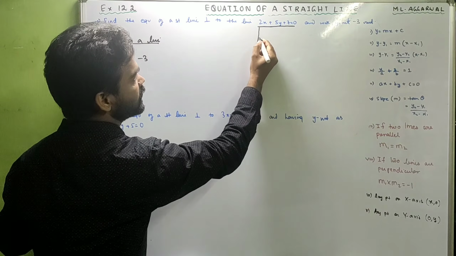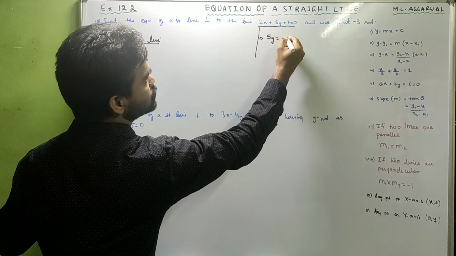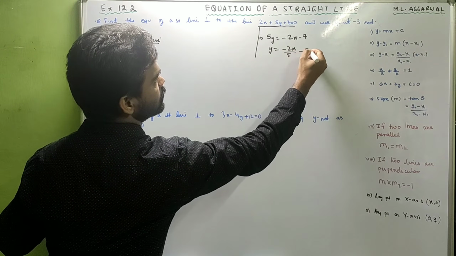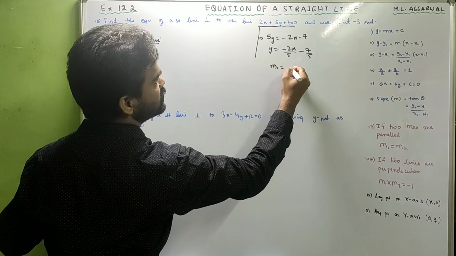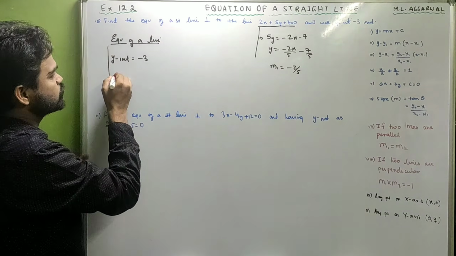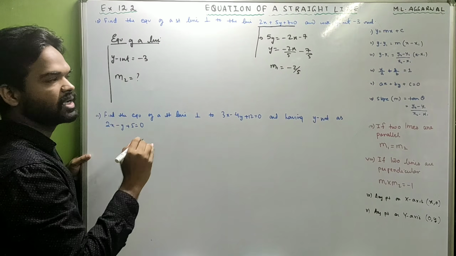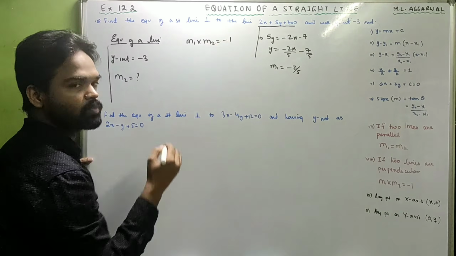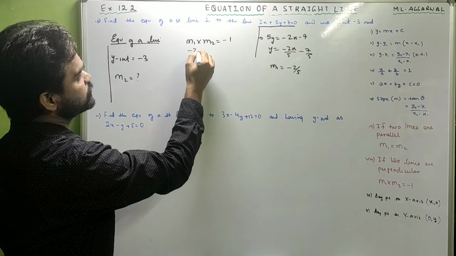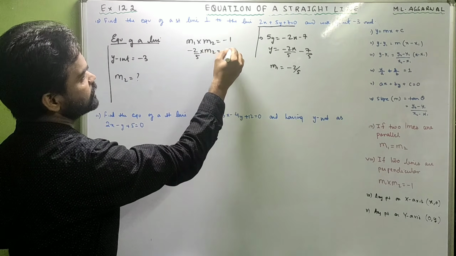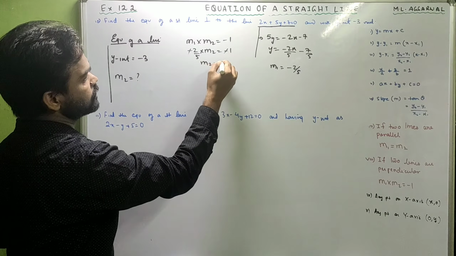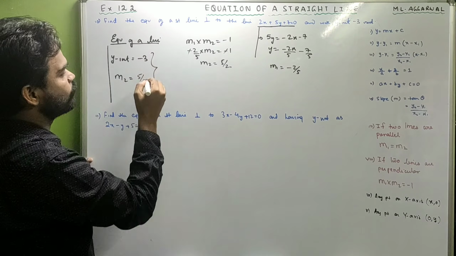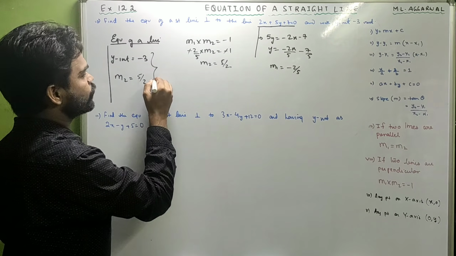First of all, get the slope of this line. See, 5y equals minus 2x minus 7, which means y equals minus 2x by 5 minus 7 by 5, which means m1 is equal to minus 2 by 5. Suppose the slope over here is m2. Then these two are perpendicular. So can I write m1 multiplied by m2 is equal to minus 1, the product? So m1 is minus 2 by 5 multiplied by m2 is minus 1. So m2 is 5 by 2. Now you have the slope and you have y-intercept. So we know how to write the equation.